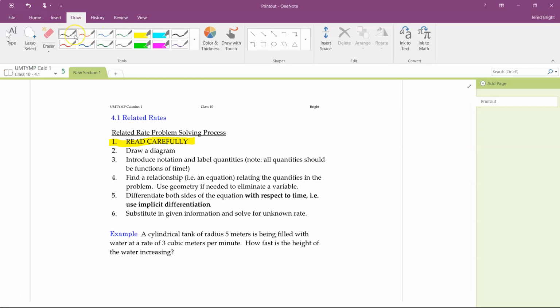But after that, the second most critical thing is to draw a diagram and represent the problem that's in words as a picture. Because sometimes when you have the picture, it makes the problem go a lot more smoothly. Introduce notation, label quantities, find a relationship or an equation, and then number 5, this is where our calculus comes into play: we need to recognize, yes, these quantities are changing with time, and we introduce a time derivative. And since our variables are likely not time itself, when we do that, we have to differentiate implicitly.